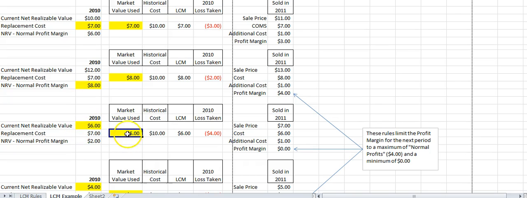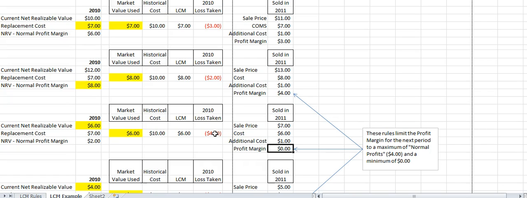The market value is to compare to historical cost. So as you can see, 6 is lower than 10. We're going to take the full $4 loss up front in 2010, and that will permit us to sell the inventory in the future. We're not going to have a profit because the sales price went down so drastically that there's no more profits left, but at least you've avoided negative profit margins in the future going forward with this inventory by taking the loss up front in 2010.